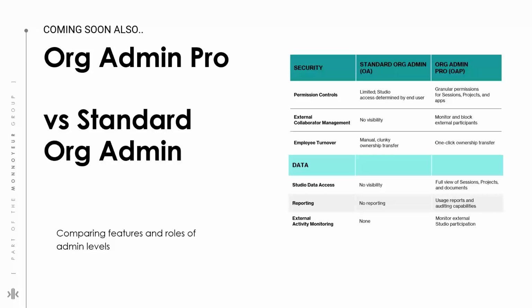External activity monitoring is also important, like we sort of hinted at. You can see who is participating in Studio sessions outside of the company, all that sort of good stuff. So you can restrict anyone who shouldn't be in there.